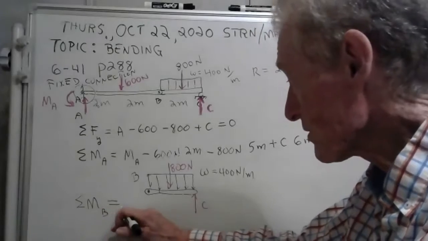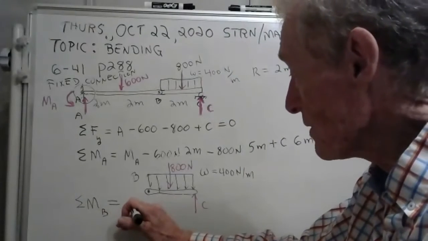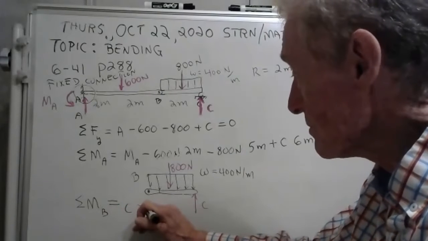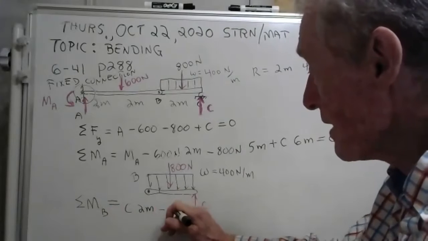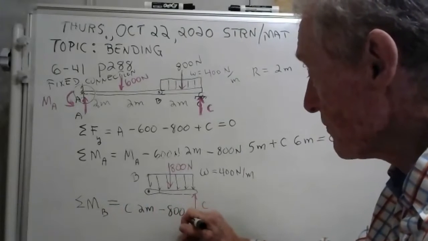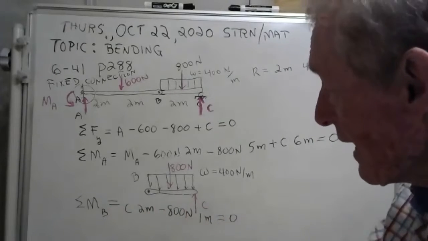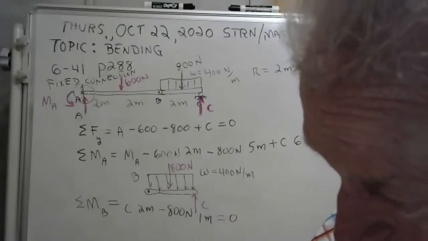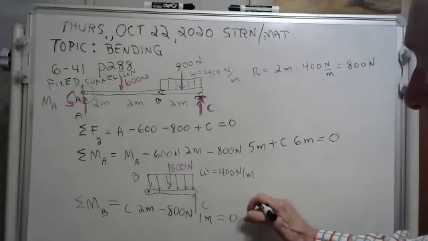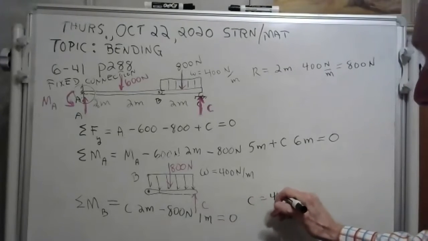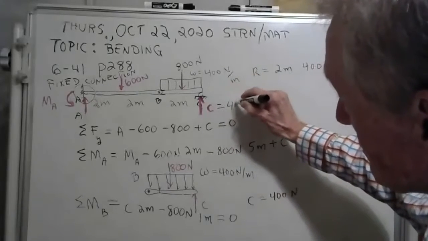But here we go. We're going to take the sum of the moments about B, and what we have is C times 2 meters. That's positive. Minus 800 newtons times 1 meter equals 0. Hey, we can get C now. Can you see what C is? C is going to be 400 newtons. We just figured out C.